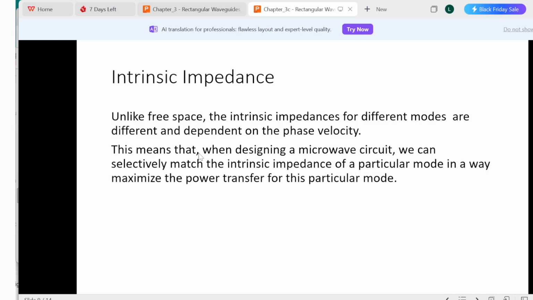We also, when you design a microwave circuit, for example, mixer, you can use different, you can use impedance matching technique to focus on different frequency band, and this is very common practice in mixer design.